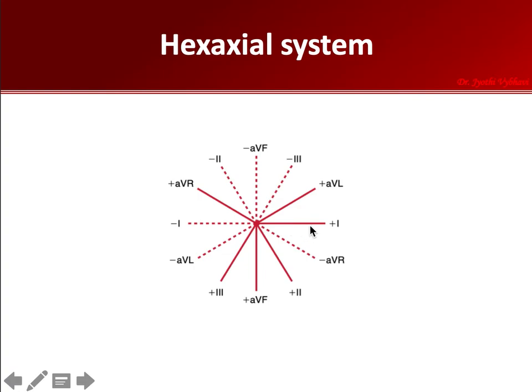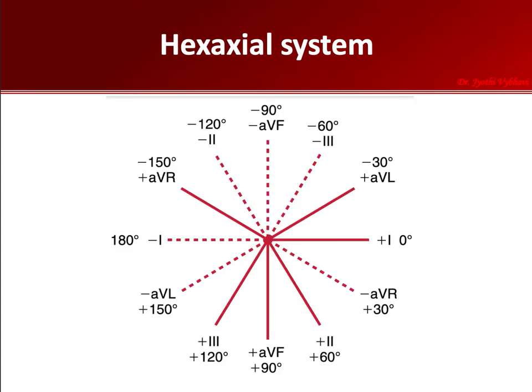So always lead 1 starts at 0 degree. Clockwise it is positive angles, and anti-clockwise it is the negative angles. So I'll just show it now. Two things you have to remember in the hexaxial system: the polarity and the orientation. To see the orientation, here it goes. Lead 1 is at 0 degree, lead 2 at 60 degree, AVF at 90 degree, and lead 3 at 120 degree.